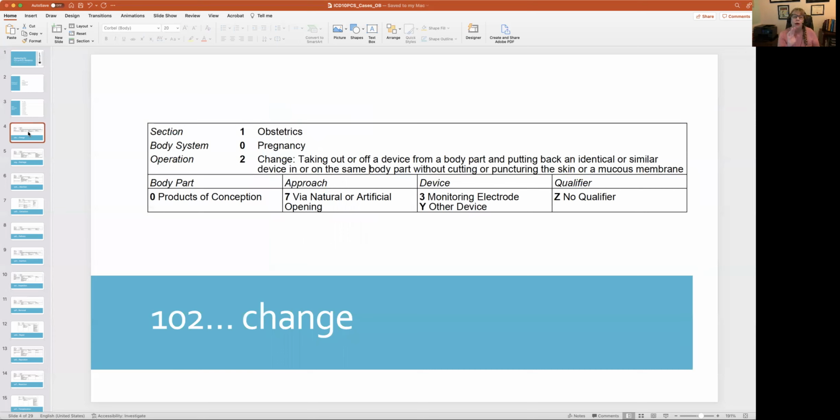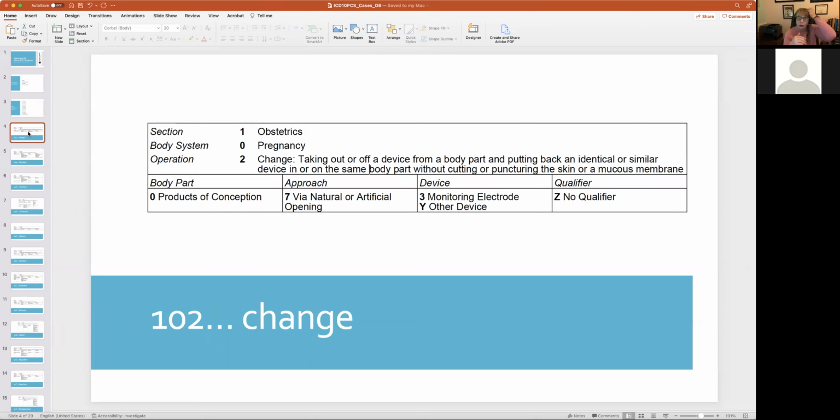This is the table for 102, and you will notice that you don't have to make many decisions with regard to reporting a change, but look carefully at this root operation term's definition. Taking out or off a device from a body part. But remember, for this chapter, you'll only have one body part: products of conception. Okay?